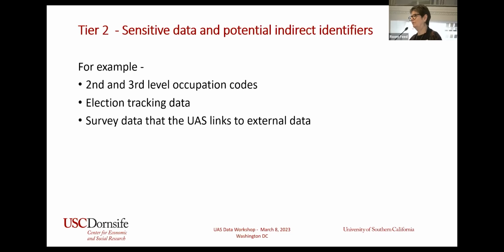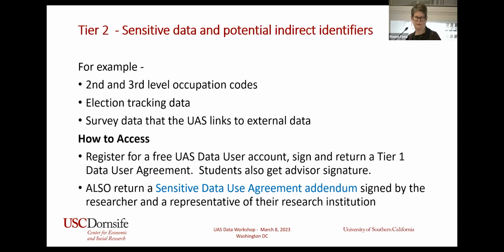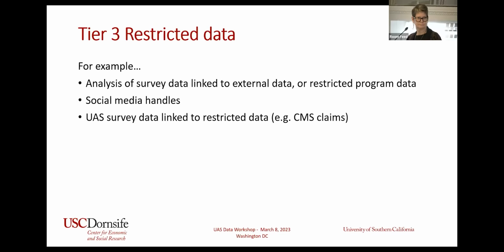If you have simple data sets that aren't going to add identifiers, we can often do a linking for you behind the scenes so that you can link to pollution data or something like that. But most of the time that data is too complex and will add indirect identifiers. But if it isn't, then that data, we just make that sensitive data and you can work with it out on your own. Once again, you register for a data user account, return the basic agreement, and then we also have a sensitive data use agreement, which is signed by the researcher and a representative of their research institution.